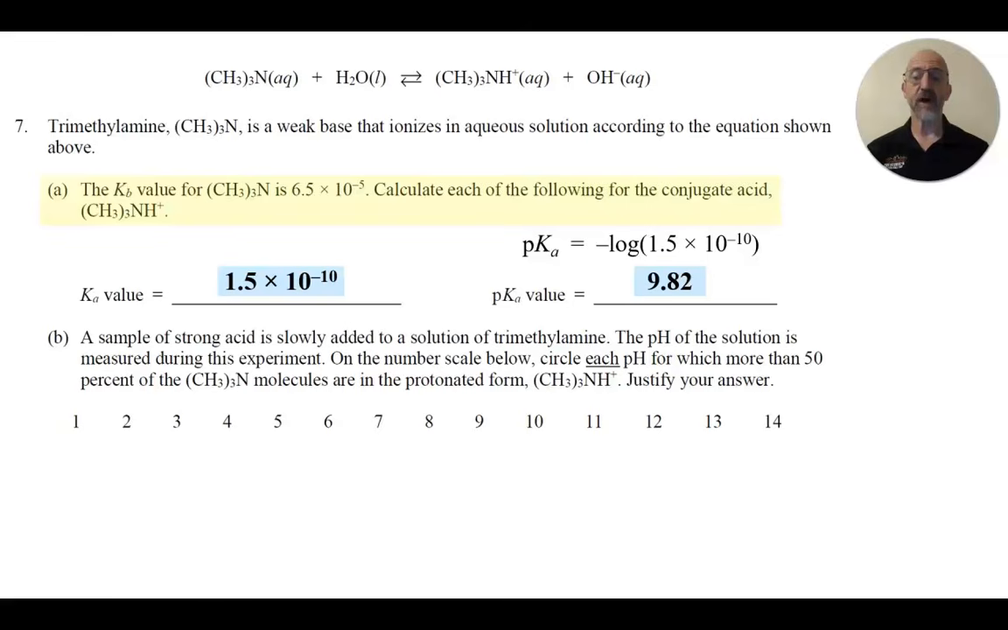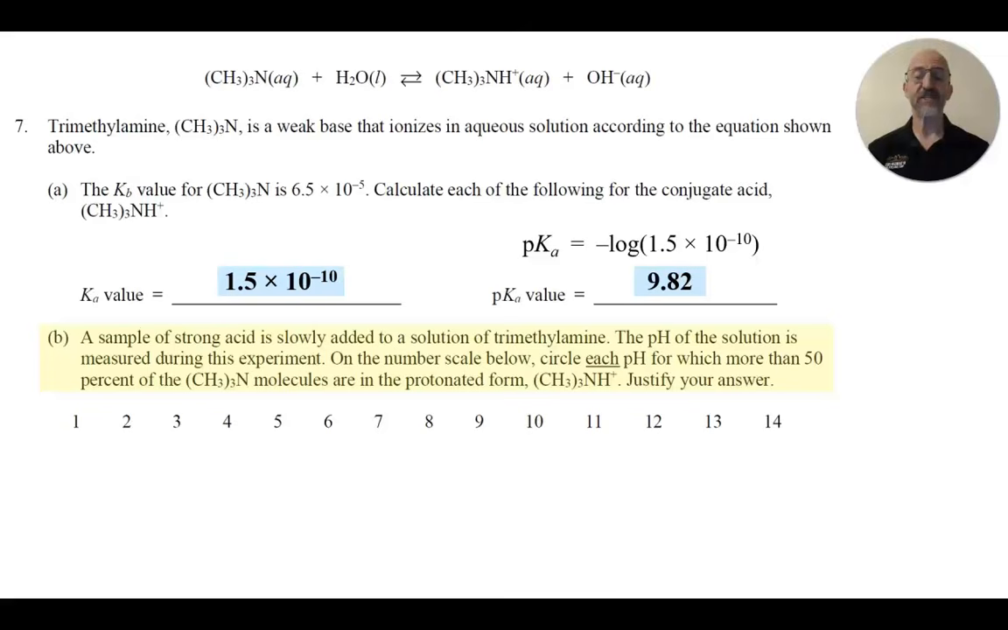So let's go ahead and move on to part B of question 7. It says a sample of strong acid is slowly added to a solution of trimethylamine. The pH of the solution is measured during this experiment, and on the number scale below, circle each pH for which more than 50% of the trimethylamine molecules, again that's the weak base, are in the protonated form.